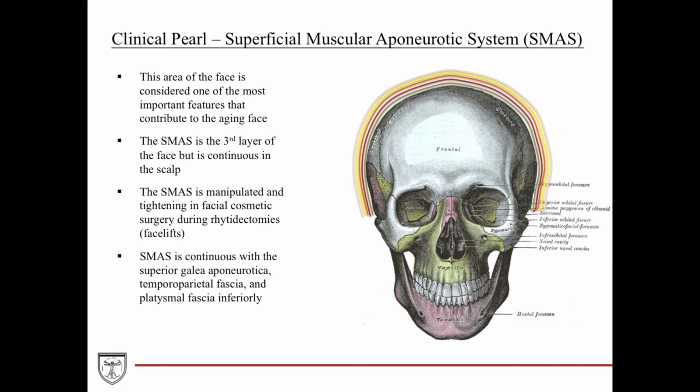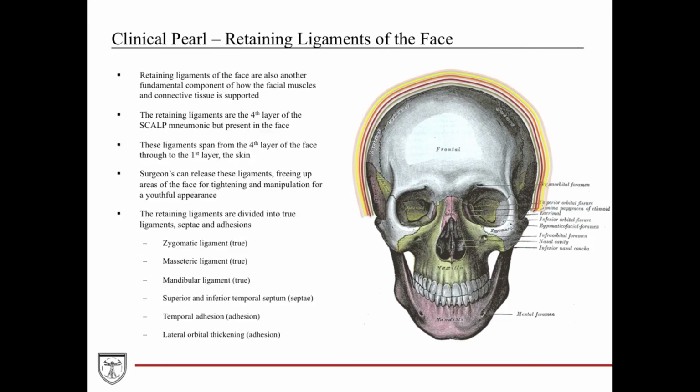The SMAS also is continuous superiorly with the galea. It's also continuous laterally by your temples with the temporoparietal fascia, and it's also continuous inferiorly with the platysmal fascia. So we're talking about aging faces and the structures of the face and the muscles.